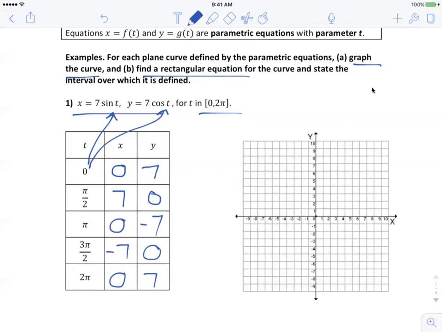So I get (0, 7), (7, 0), (0, -7), and (-7, 0). You even get an order to it, right? You can see how it goes in that clockwise order around, right? So that'll be another step, and it turns out this is going to be a circle.